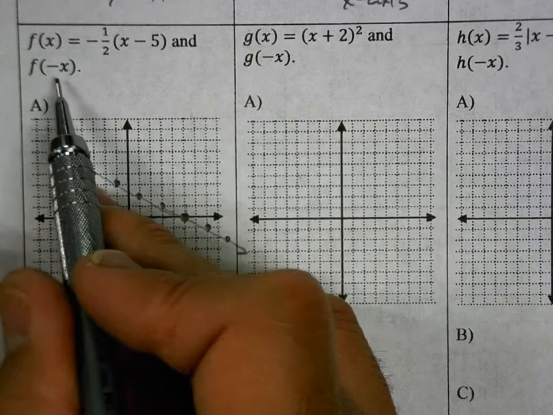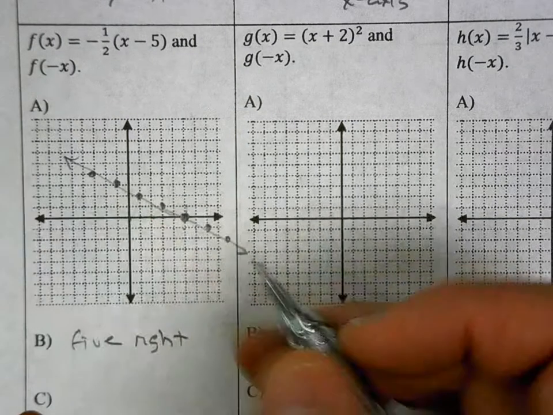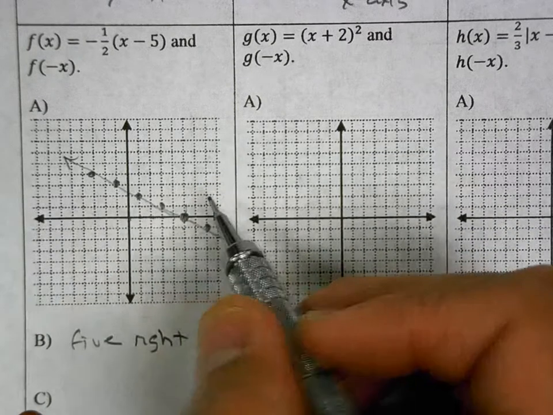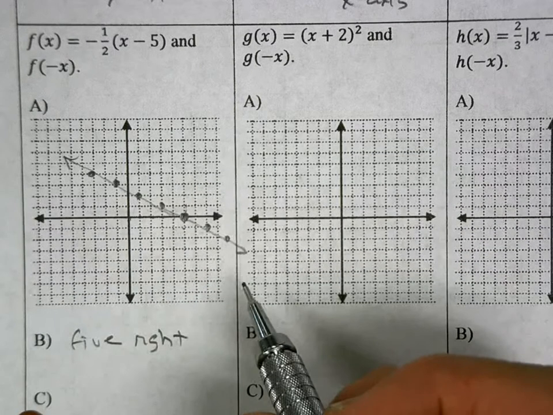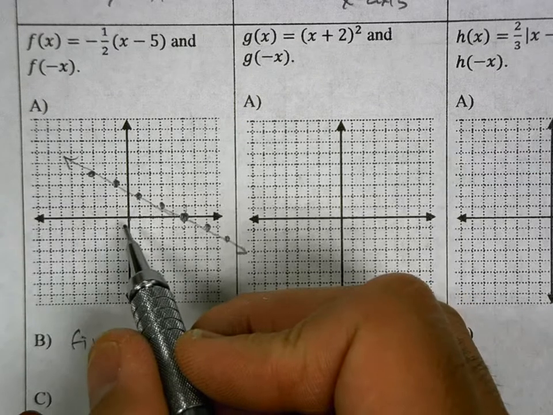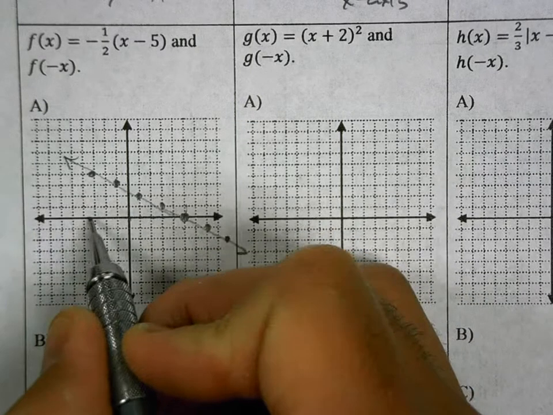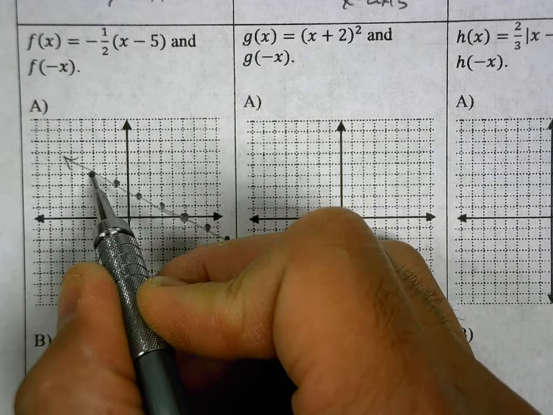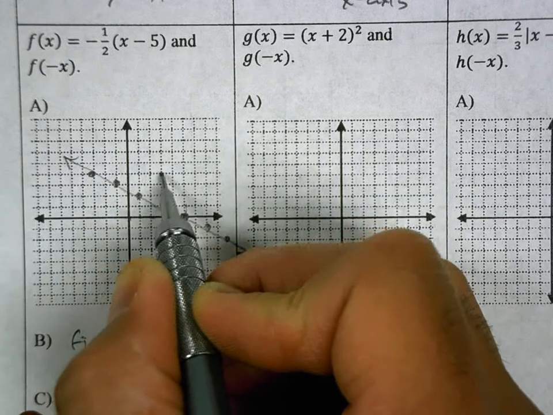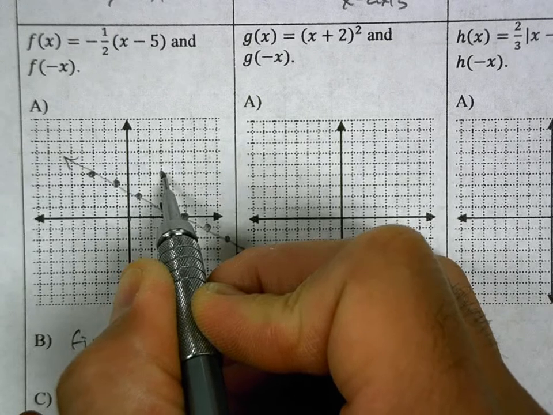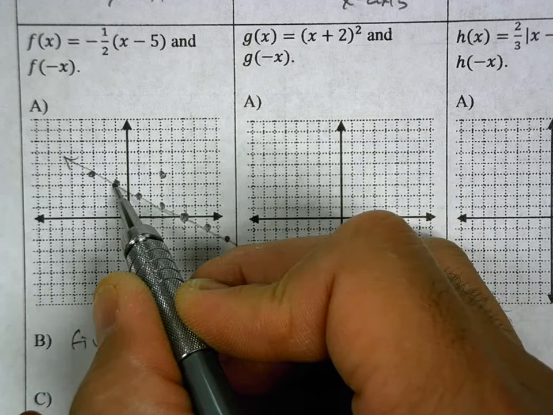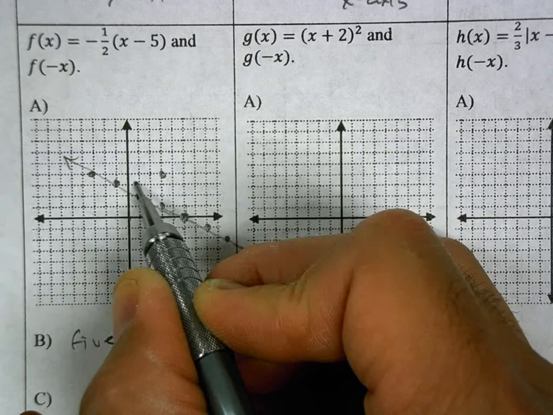F of negative x. F of negative x. So it doesn't go up and down, but left and right. All right, so let's just start plotting some of these. If we're at 1, 2, 3, if we're at negative 3, where should we be? Positive 3. 1, 2, 3. There it is. Okay. If we're at negative 1, so it reflects over the y-axis, then we're at positive 1.